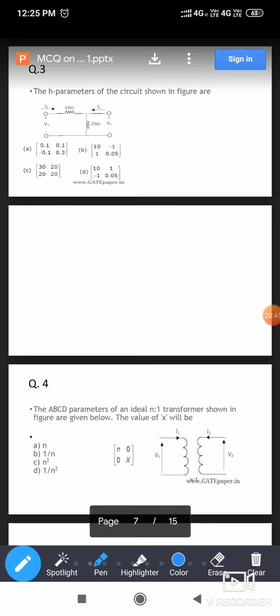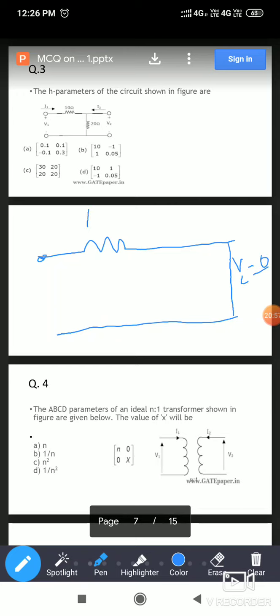So once again I will draw the circuit here. This will become short. This is V2 equal to 0. This is 10 ohm. Now this will be the I1, this will be the V1 plus minus, V2 is 0, and this will be the I2.